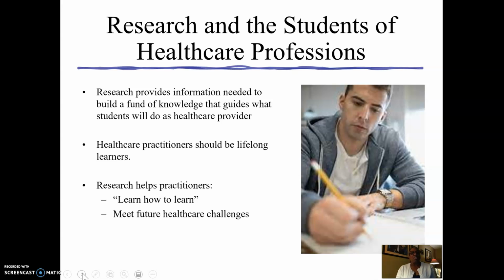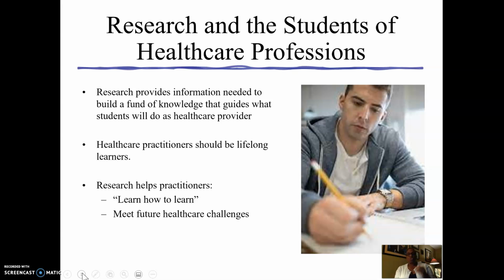Research provides information that's needed to build on a fund of knowledge that guides students as healthcare providers. So what we're doing is building on this knowledge base that's already there, right? We know that for instance, people require mechanical ventilation. Well, did you know that back in the 80s, it was nothing for us to set our patients on a tidal volume of 800 cc's to a liter? We don't do that now, and it was research that helped healthcare professionals learn of the damage we were doing by using such high tidal volumes.